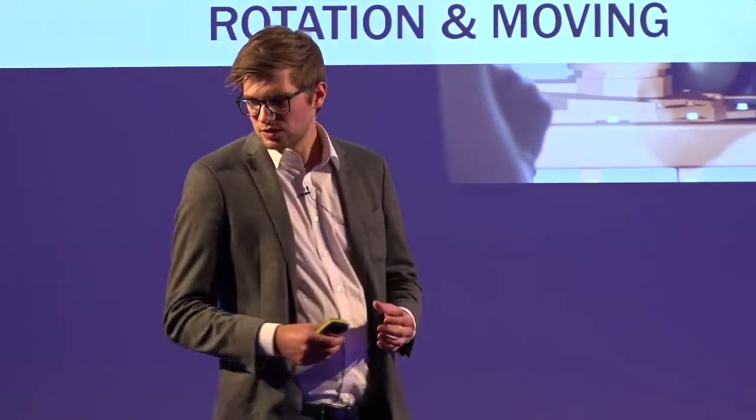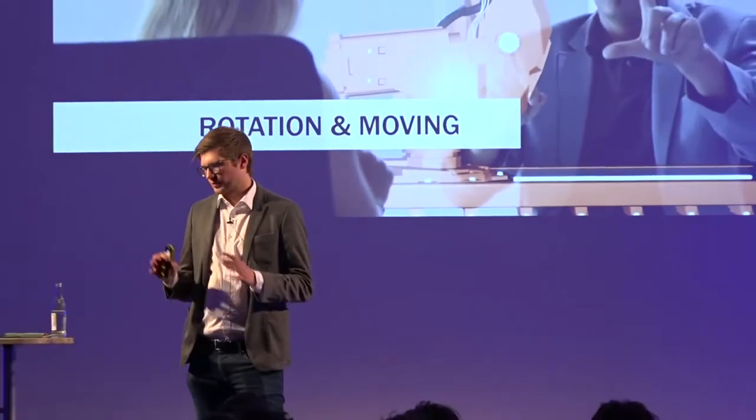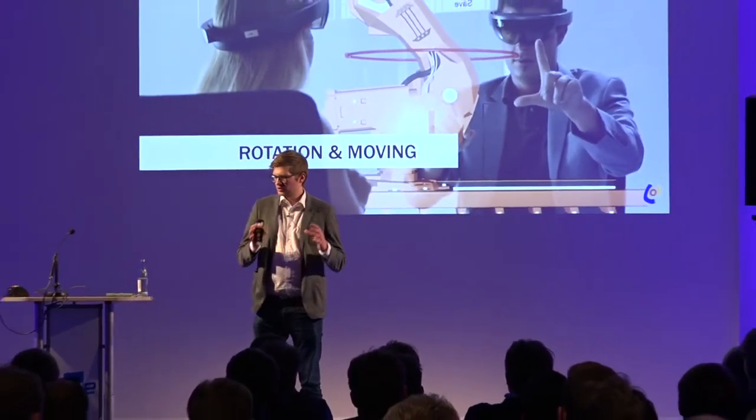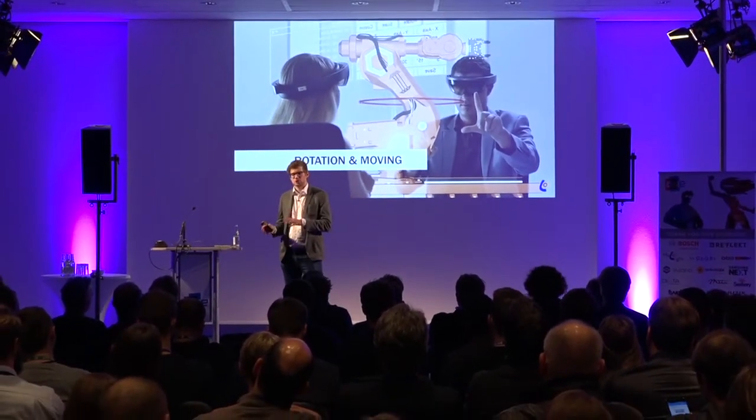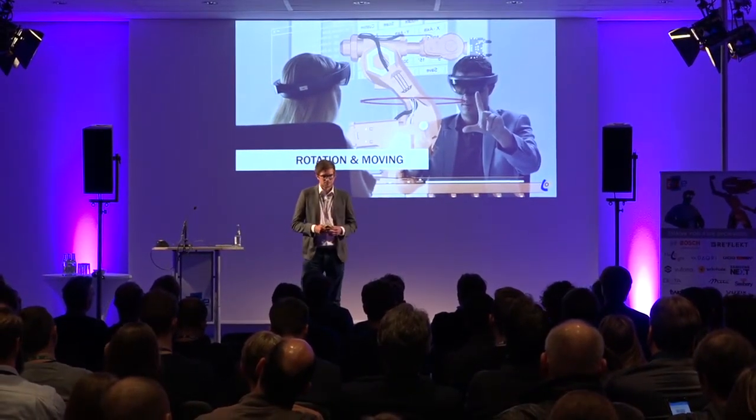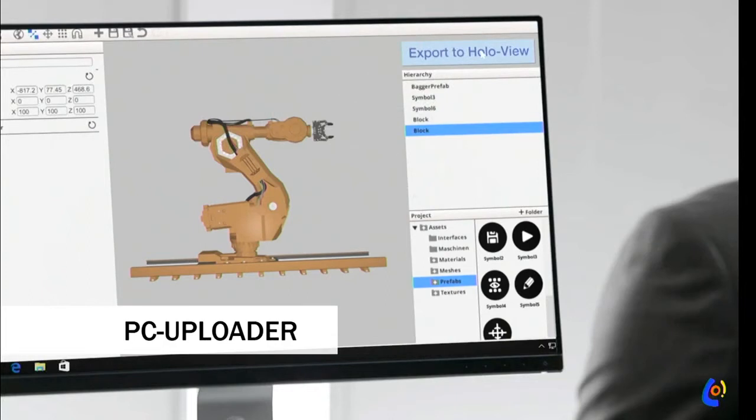Here's an example. I have some screenshots for you out of a video. The rotation and moving is a very simple thing, but here, as you can see, two people are talking about a 3D CAD model which they were able to visualize very fast. So how can you do it? We created a PC uploader for a computer where you have the possibility to just drag and drop your file, and there you go. You have all data of this file, which means a hierarchy.